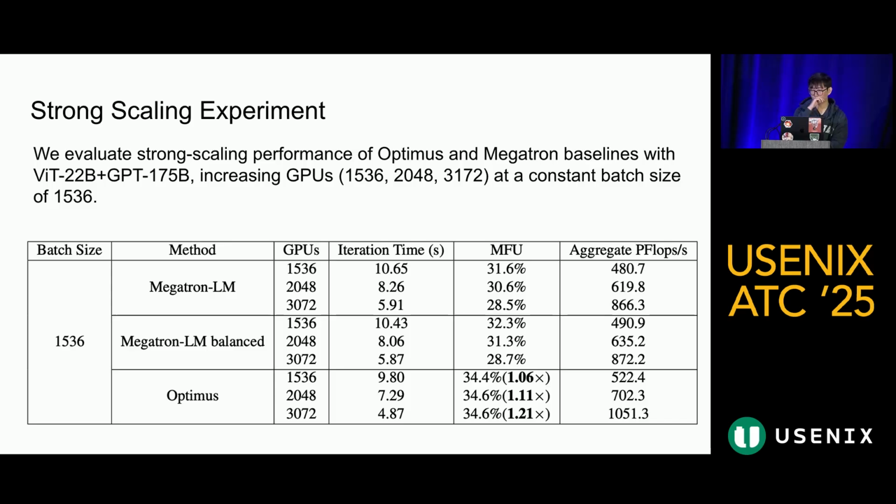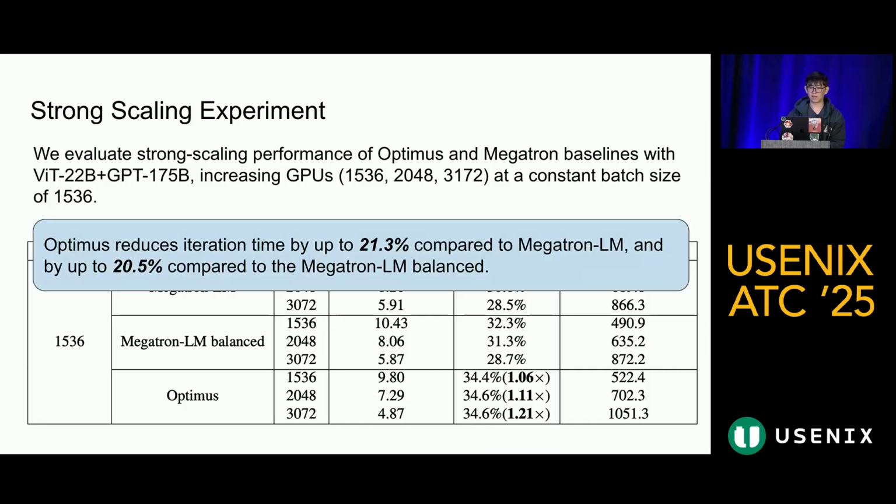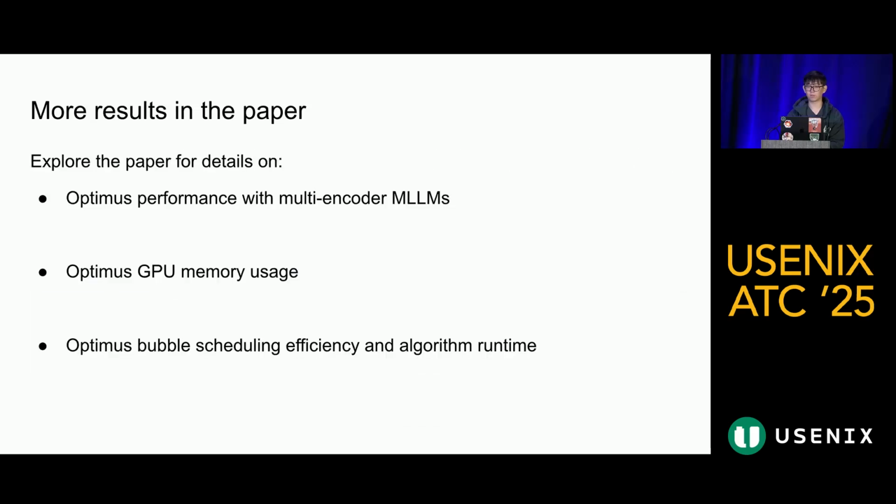We also conducted a strong scaling experiment. We picked the 200 billion size model, and we increased the number of GPUs from 1,500 to 3,000 while keeping the same batch size. The key observation here is our MFU utilization. It is actually pretty stable compared with other baselines, which have some drop when you scale to a large scale. We think the key reason is that when you're doing large scale training, there will be more bubbles. But because of the Optimus approach, it can utilize more bubbles to do the encoder computation. So overall, it can achieve similar MFU. And we also found that we have a 20% improvement in training time.